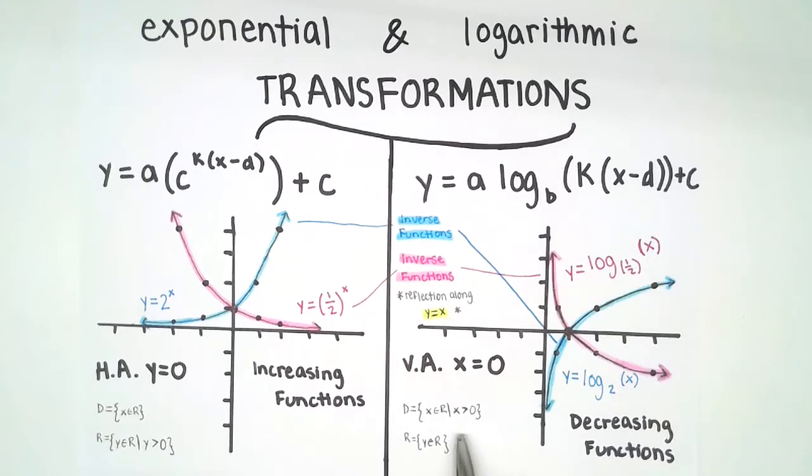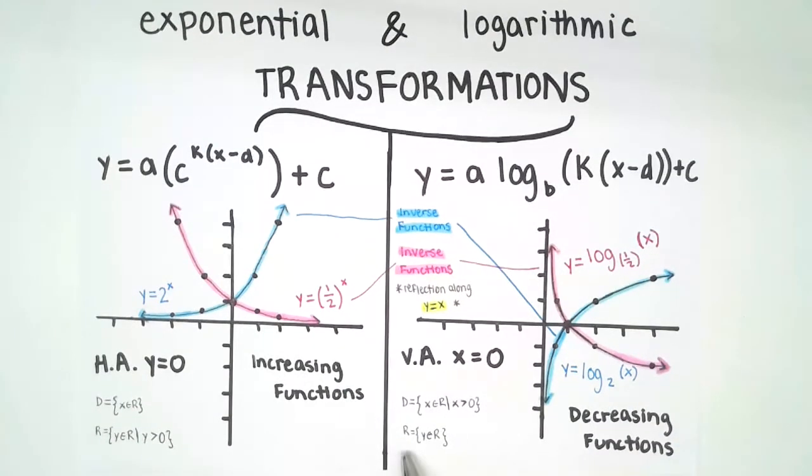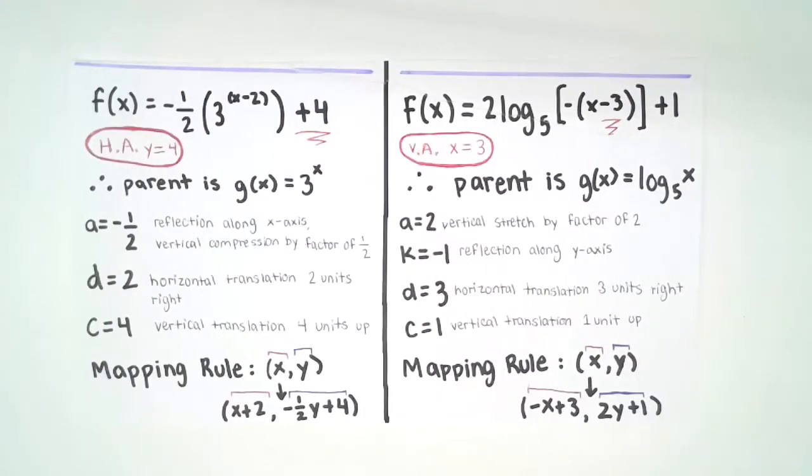Now, if you notice, the domain for both of these graphs is the same, as well as the range. And for the domain, x is an element of all real numbers such that x is greater than 0. That just shows on this side. And range is y is an element of all real numbers. It's also cool to note that these are opposites. So the domain and range switch because they're an inverse function.